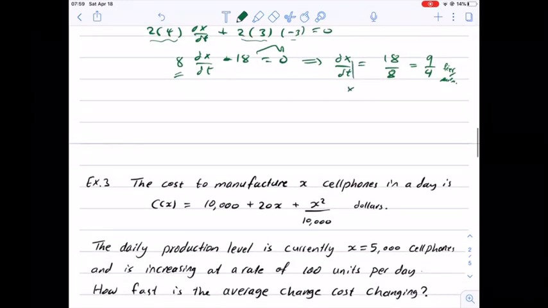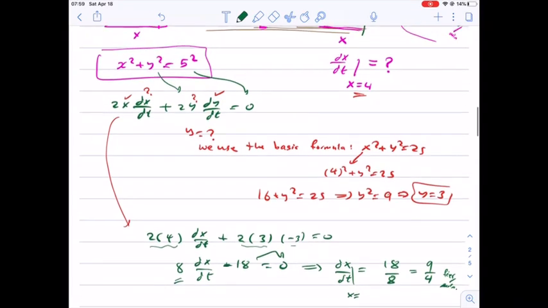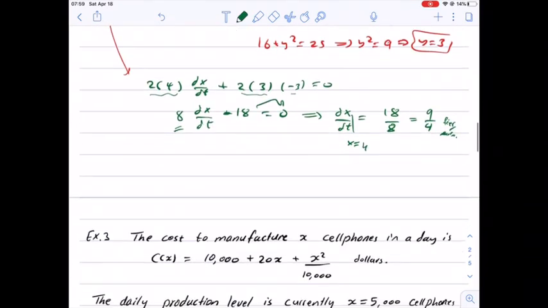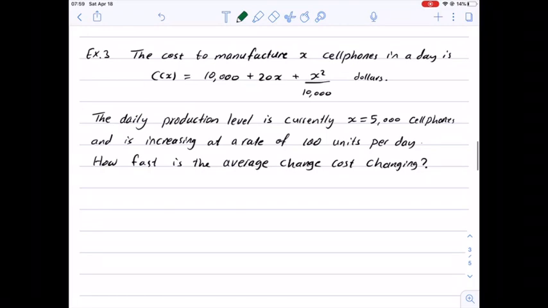Now let's do another example. This quantity was evaluated at x equals 4. Okay, the third example is the following. The cost to manufacture x cell phones in a day is given by this function. The daily production level is currently x equals 5,000 cell phones and is increasing at a rate of 100. Now, we have 100 units per day.